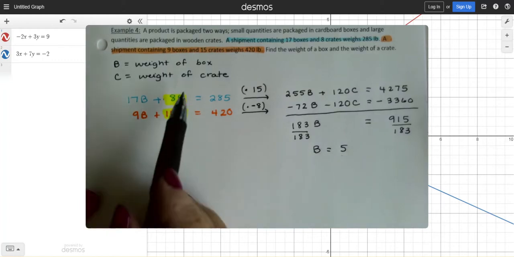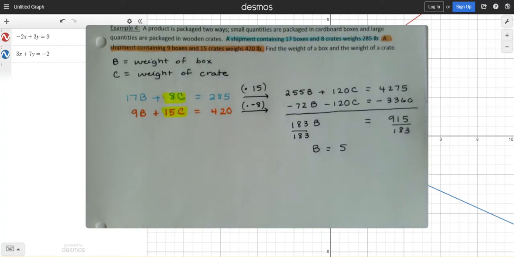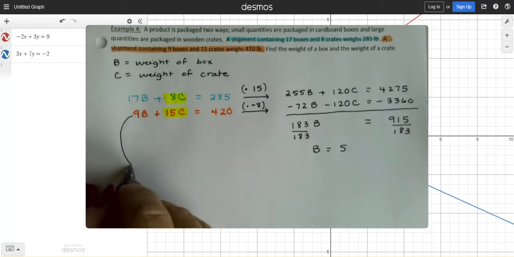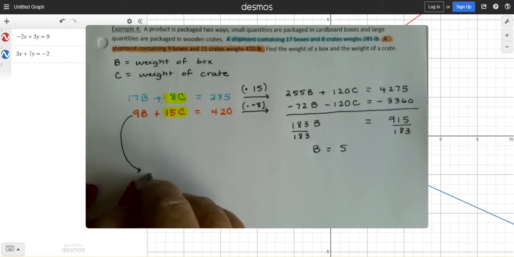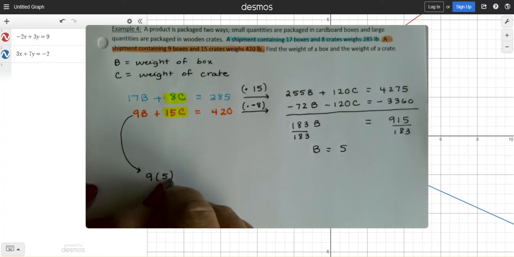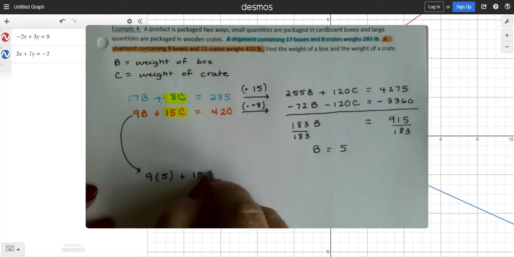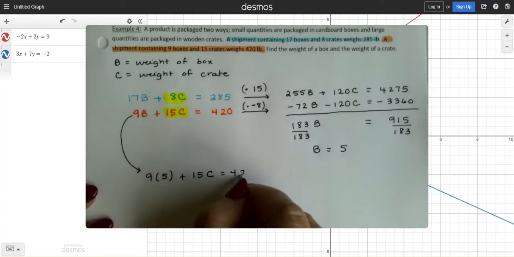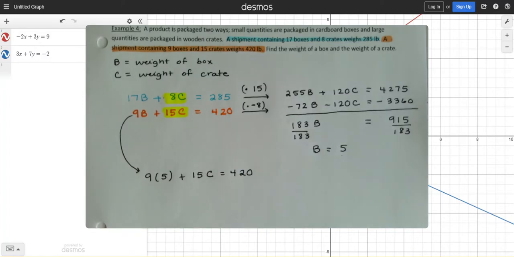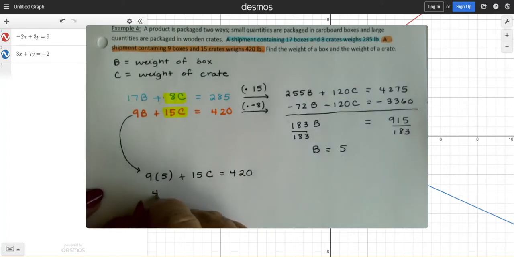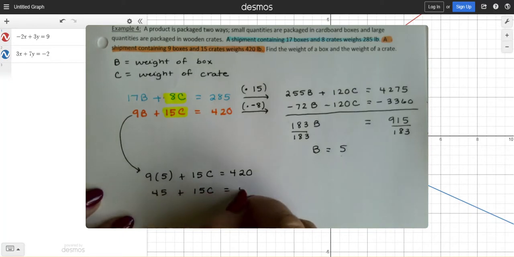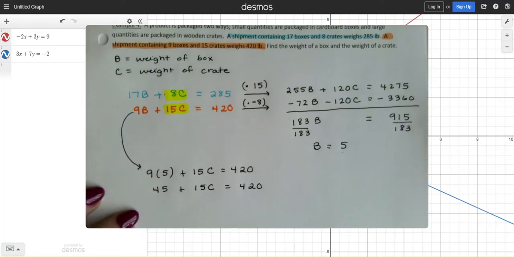We still need the weight of the crate. And again, you can go back to either equation. It doesn't really matter. I'll just use this bottom one. Now that I know that B is 5, I'll be able to solve for C. So 45 plus 15C equals 420.